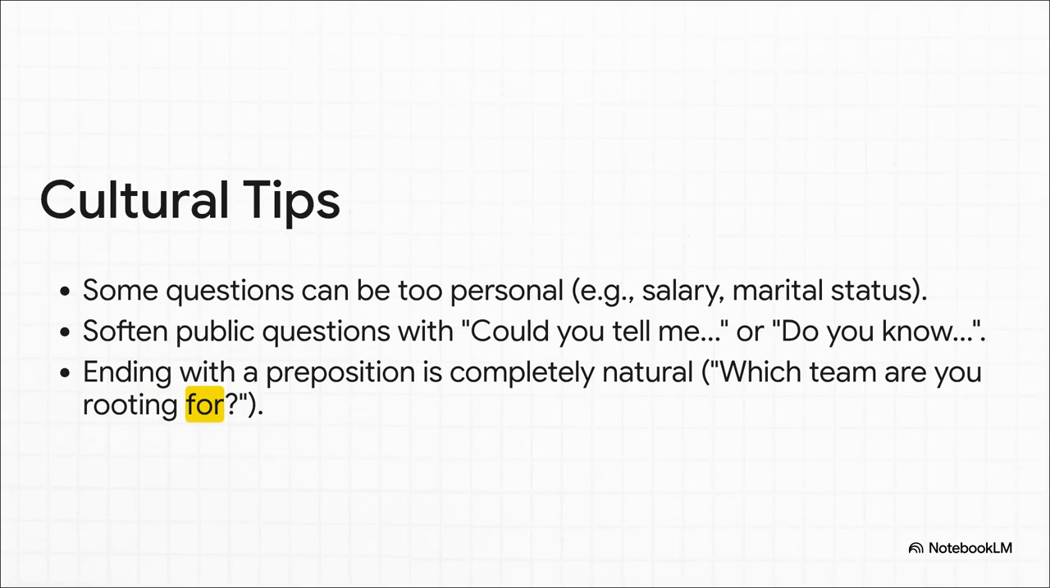And finally, let's talk culture for a second, because asking good questions isn't just about grammar. It's about being respectful. So in the US, you'll probably want to steer clear of really personal questions about salary or marital status, especially with people you don't know well. Like we saw, starting with "could you tell me" is always a safe and polite bet. And again, don't ever be afraid to ask something like, "Which team are you rooting for?" Ending with for is perfectly fine.